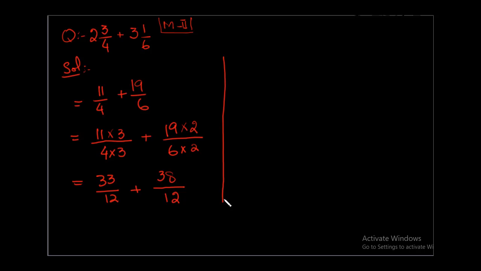In question number 1, we have discussed that whenever we have the same denominator in both the numbers, the LCM will be the same. So I write this as 12. This 12 will be divided by this 12, so we get 1, and that 1 would be multiplied with the numerator, that is 33. Similarly, this 12 will again be divided by this 12, so we get 1.